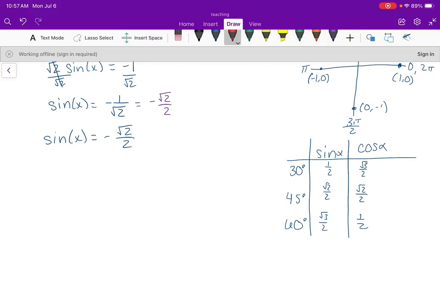And so sine is going to be negative in quadrants 3 and 4. My reference here is 45 degrees. So I'm looking for the angles with references of 45 in quadrant 3 and quadrant 4.